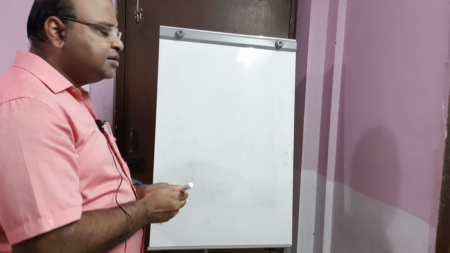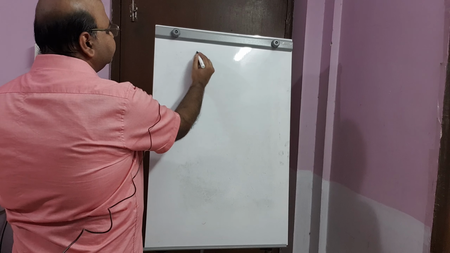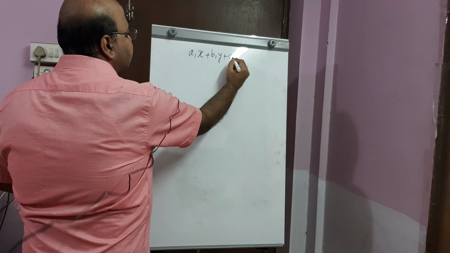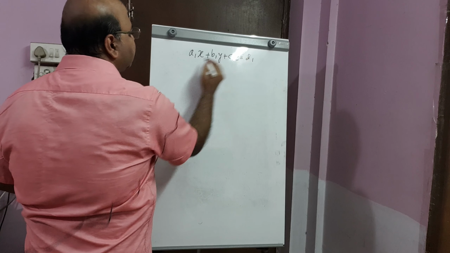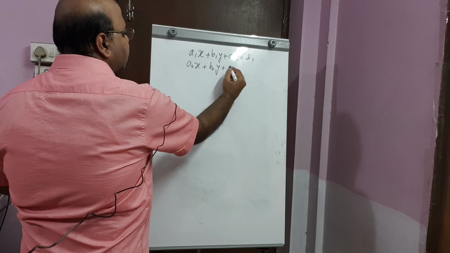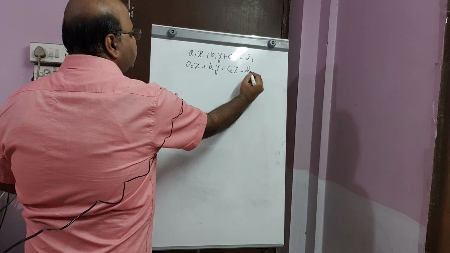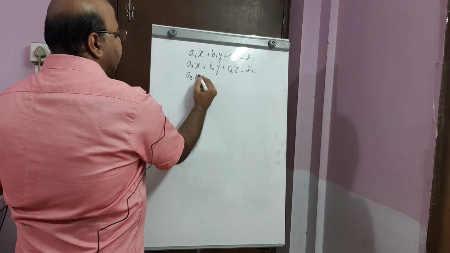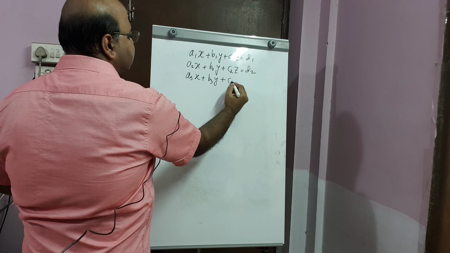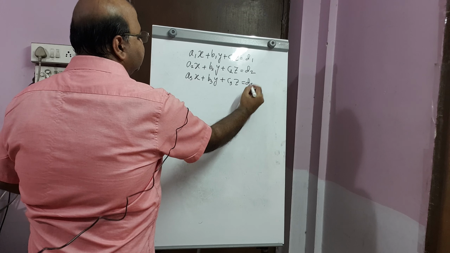So as we are discussing a linear system, let us take three variables. A linear system involving three variables is given by a1x plus b1y plus c1z equal to d1, a2x plus b2y plus c2z is equal to d2, a3x plus b3y plus c3z is equal to d3.